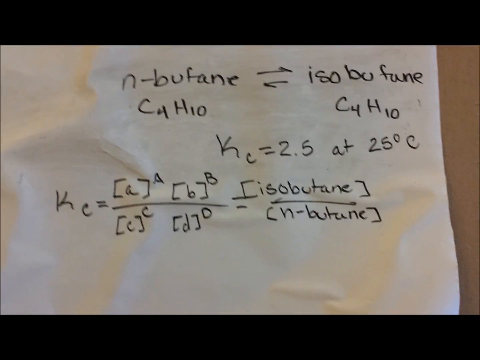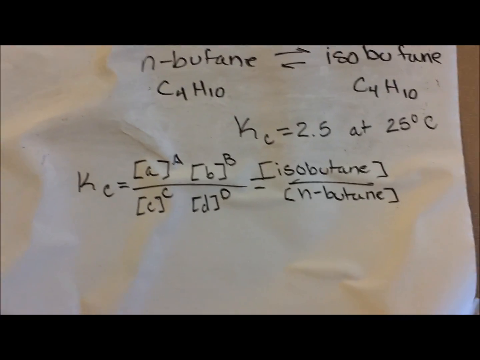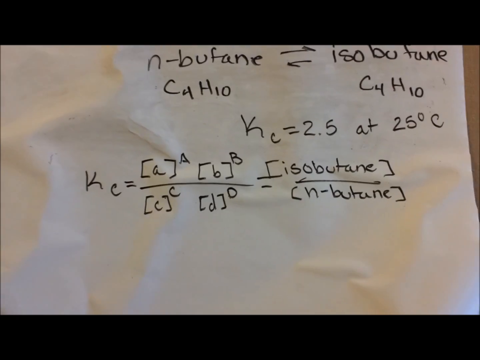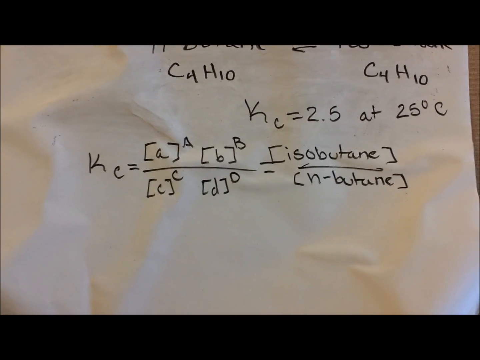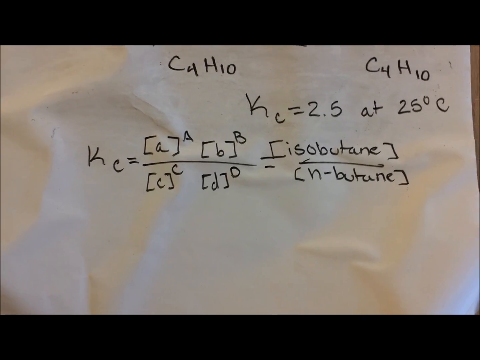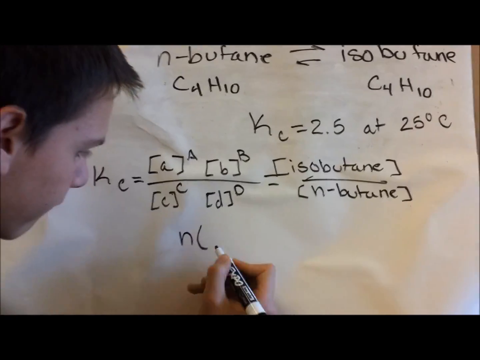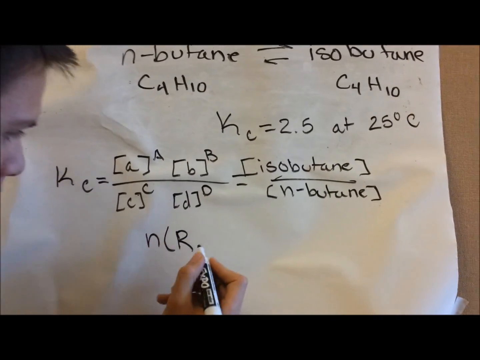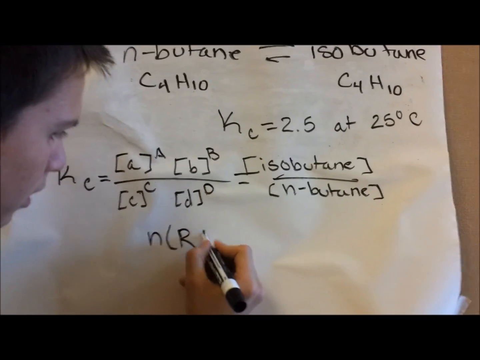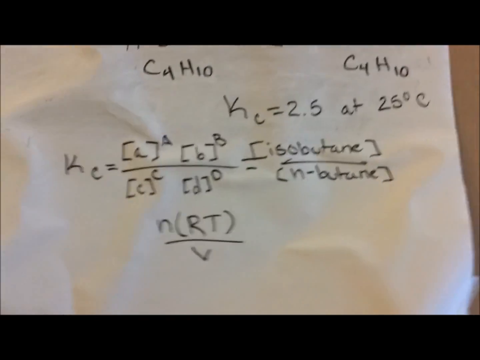Now it says, suppose that a 0.010 mole sample of pure N-butane is placed in an evacuated 1 liter rigid container at 25 degrees Celsius. So part D, calculate the initial pressure in the container when the N-butane is first introduced, before the reaction starts. So the equation would be n, initial concentration, times R, gas constant, and T, temperature, over V, volume.